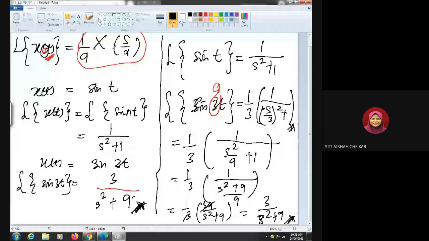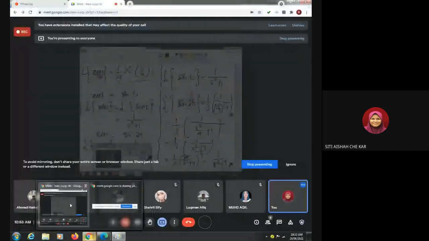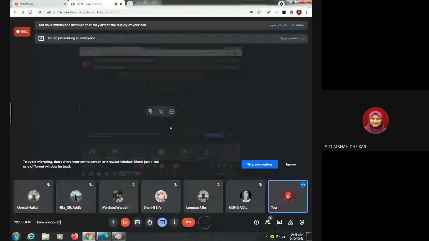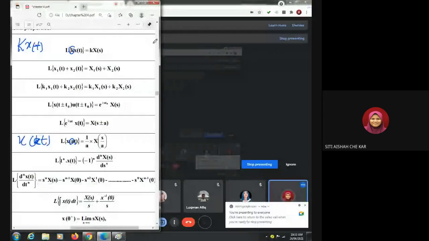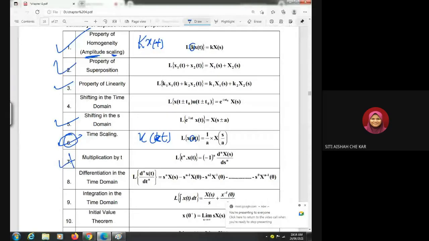Okay, everyone? Can? You can see how you are going to use the property? Okay, alhamdulillah. But usually we rarely use that property. You just have to know it. So we have already covered the time scaling. Now we go to the multiplication by t.